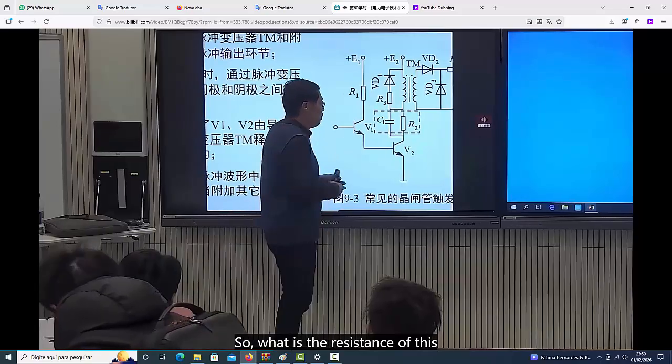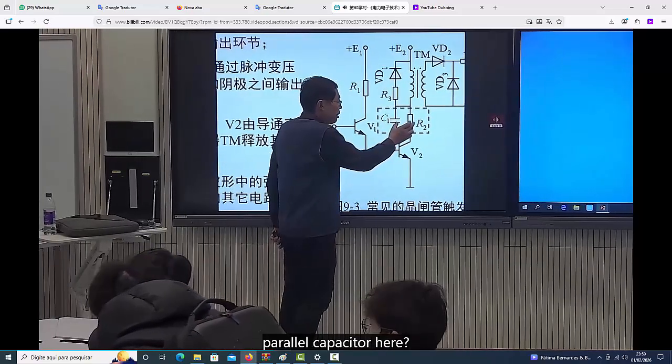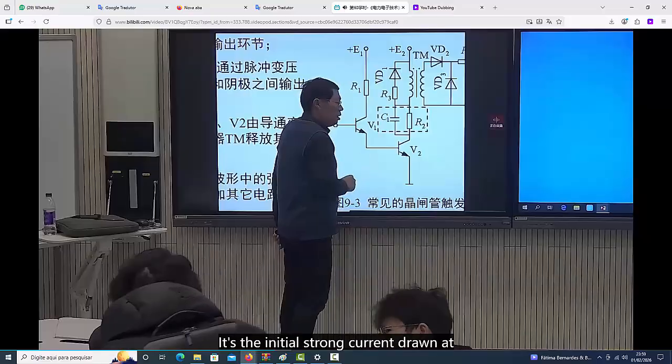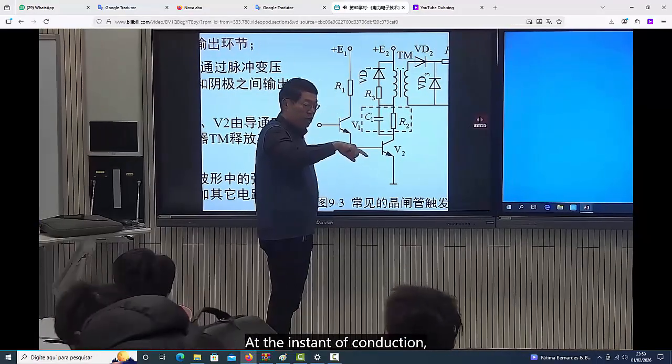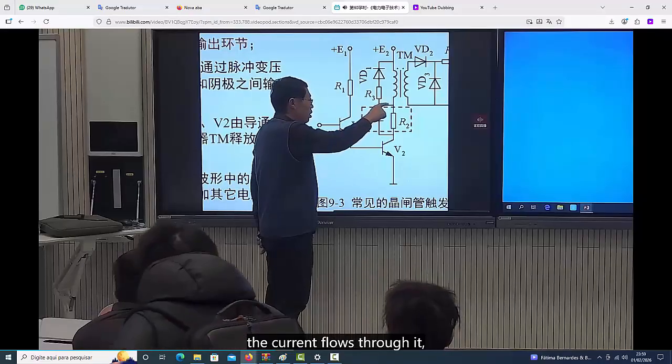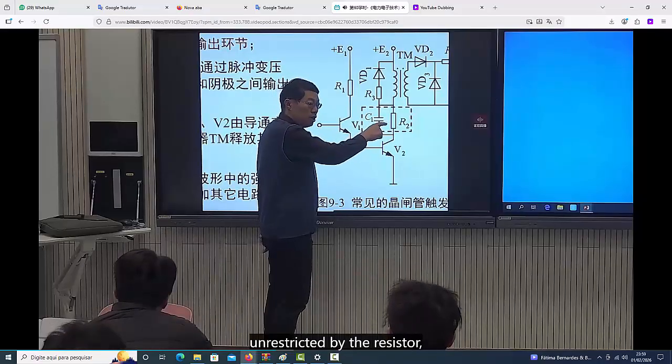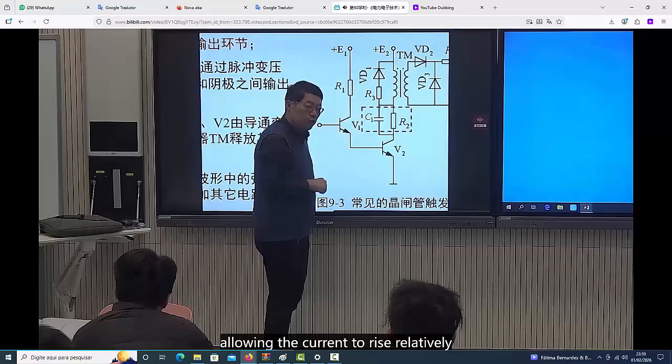So, what is the role of this parallel capacitor here? It provides the initial strong current drawn at V1, V2. At the instant of conduction, the current flows through it, unrestricted by the resistor, allowing the current to rise relatively high.